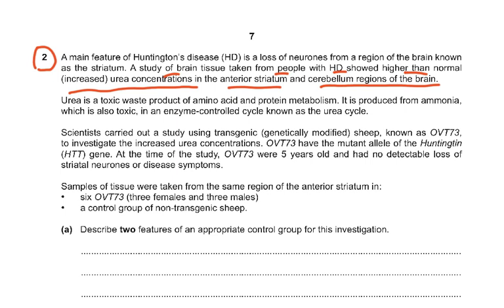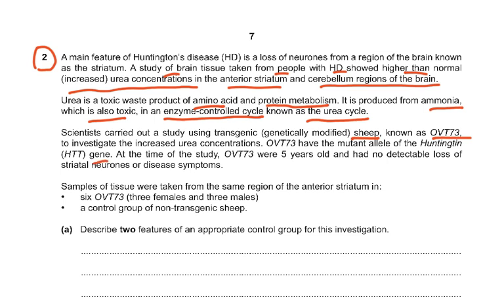Urea is a toxic waste product of amino acid and protein metabolism. It is produced from ammonia, which is also toxic, in an enzyme-controlled cycle known as the urea cycle. Scientists carried out a study using transgenic, genetically modified sheep known as OVT73 to investigate the increased urea concentrations. OVT73 have the mutant allele of the Huntington's gene, HTT.